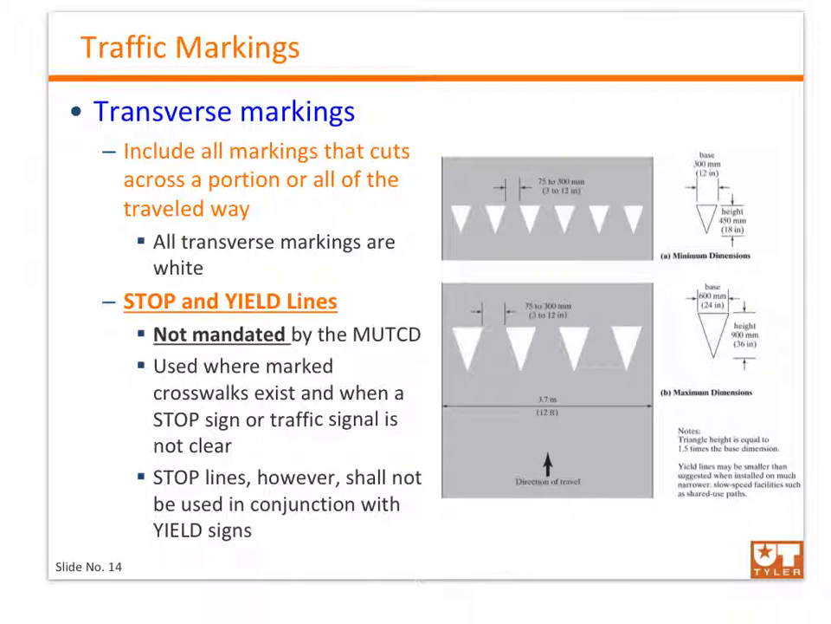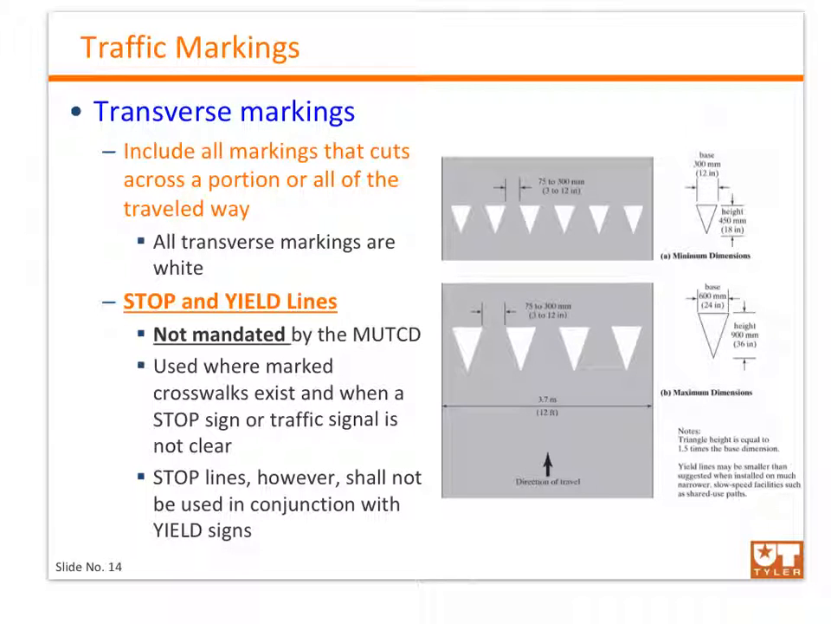Now let's shift gears to transverse marking. So transverse markings are 90 degrees to the driving direction. They include all markings that cut across a portion or all of the traveled way. All transverse markings are white. We don't see any other color when we are using any transverse marking.